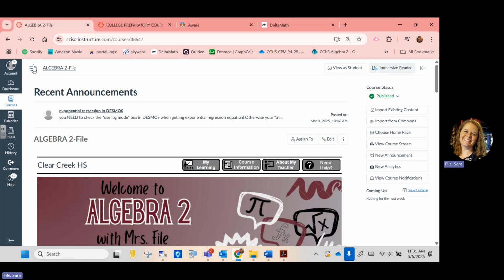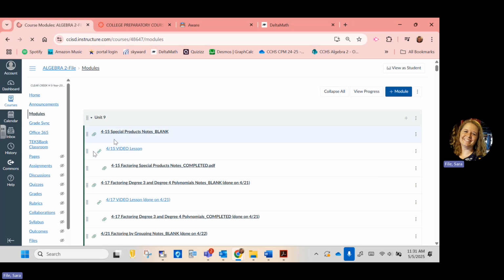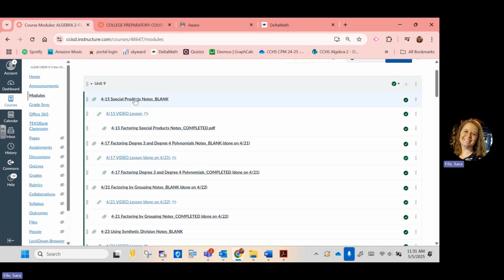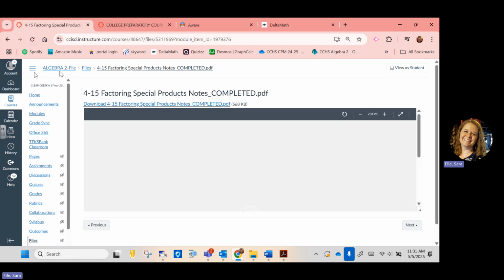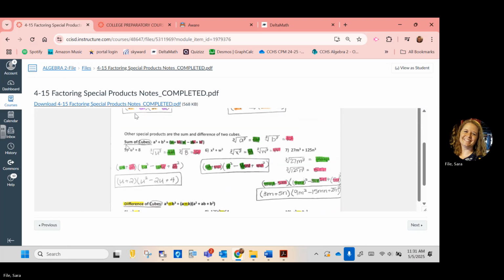And again, your formulas are on the purple reference sheets that I gave y'all. As long as you have your purple reference sheets, you'll be able to use those. And they're in your notes here. Let's see, special products notes. This is the very first set of notes for this unit. Here was sum of cubes.